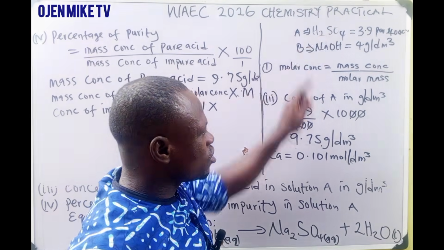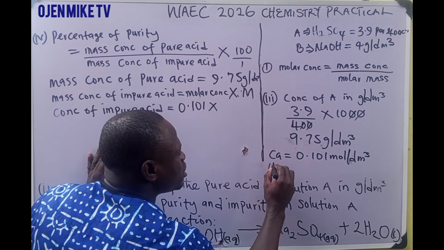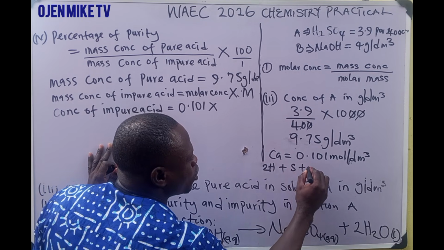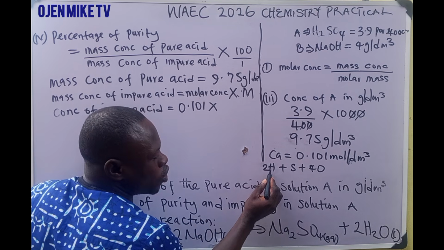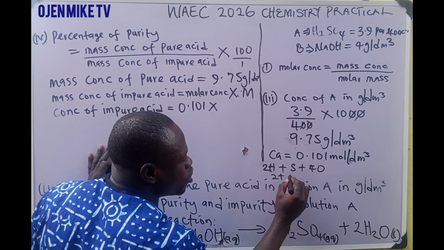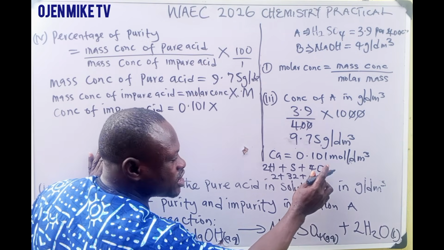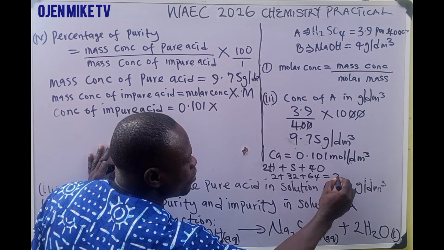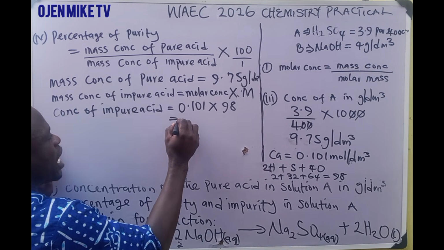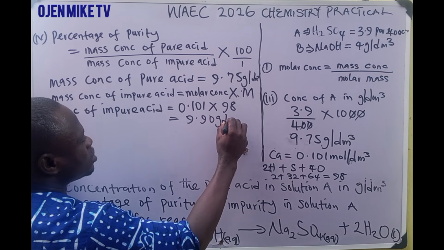Tetraoxosulfate. What is the molar mass? Of course, it is 98. How do you get that 98? Look at it now. H2, that is H2 plus S plus 4O. Atomic mass of hydrogen here is 1. Alright? So 1 times this 2 gives us 2, plus sulfur is 32, plus 4 times 16. Oxygen is 16. You get 64. At the end you have 98. So multiply by 98. So at the end we now have 9.90 grams per dm3.